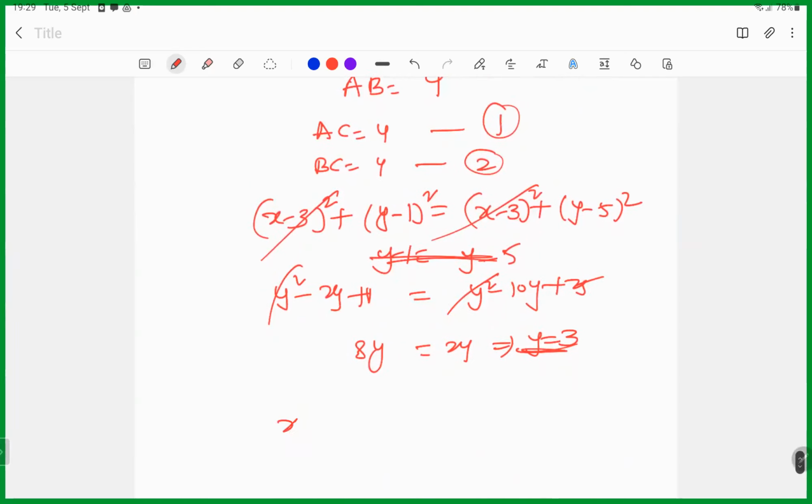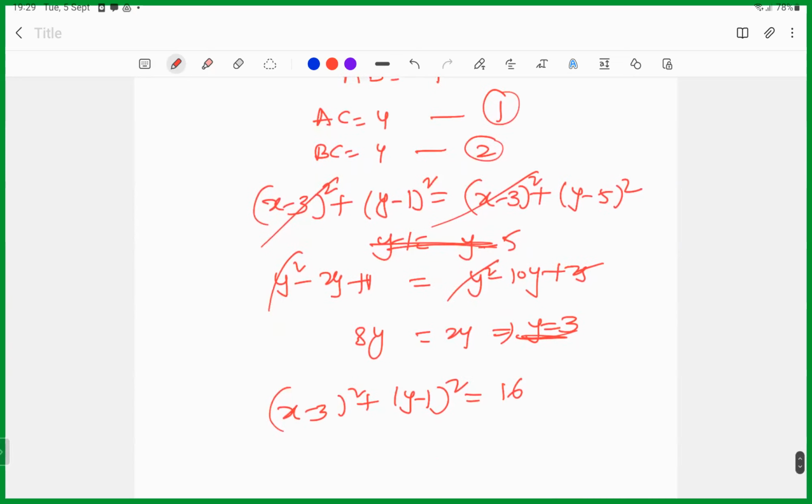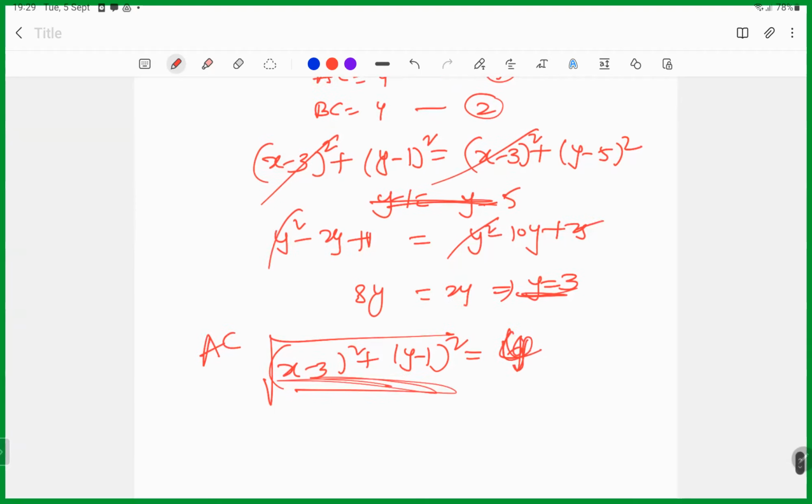x minus 3 whole square plus y minus 1 whole square equal to 4 square, right? 16. Why 4 square? Length is square root, no? Equal to 4, right? This is AC. AC equal to 4. AC is nothing but square root of x minus 3 whole square plus y minus 1 whole square equal to 4. So x minus 3 whole square plus y minus 1 whole square equal to 16.